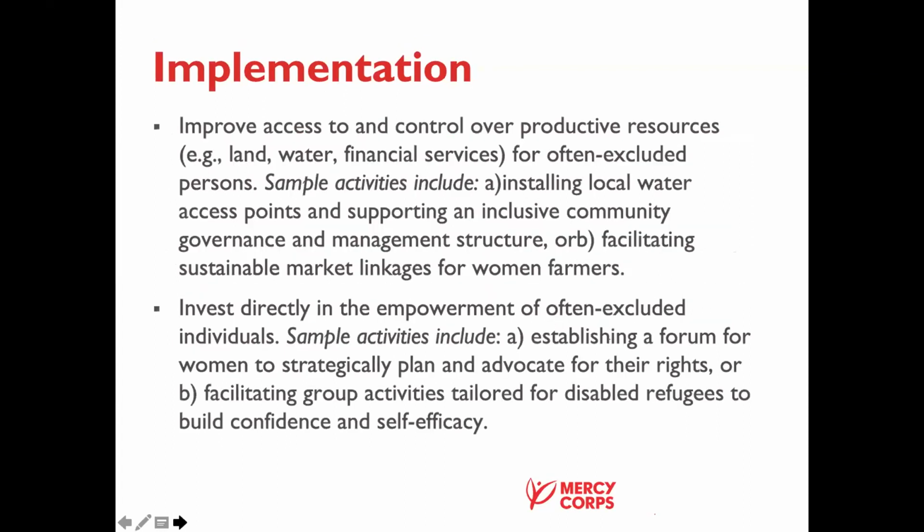Then there are issues when it comes to improving access to and control of productive resources, where we know them as land, water, and financial services for often excluded persons. Some of the examples that we could be looking at are installing local water access points and supporting an inclusive community governance and management structure. I know some of you are already doing that, but these are just examples. Another example is trying to facilitate sustainable market linkages for women farmers.